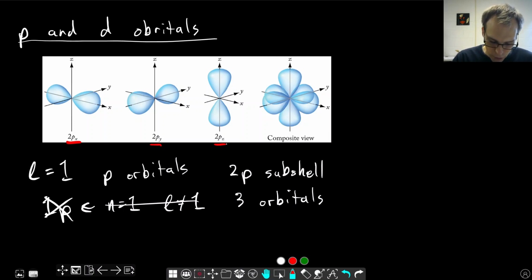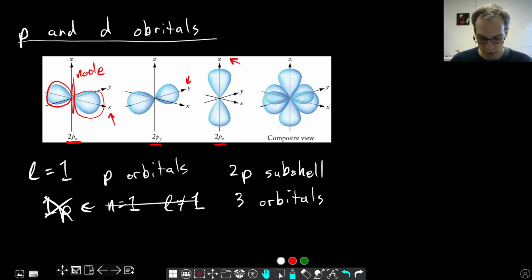So the 2px orbital points along the x-axis, the 2py orbital points along the y-axis, and the 2pz orbital points along the z-axis. Otherwise, they're the same size. The electrons are on average the same distance from the nucleus in all 3 of these orbitals. And they all have the same characteristic shape that all p orbitals do, this sort of dumbbell shape, where we have electron probability on this side and on this side, and with another node here, right? This is a node just like we saw in the previous video, an area where the wave function goes to 0, the probability goes to 0.